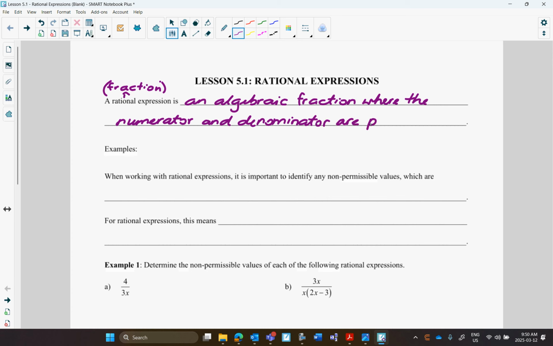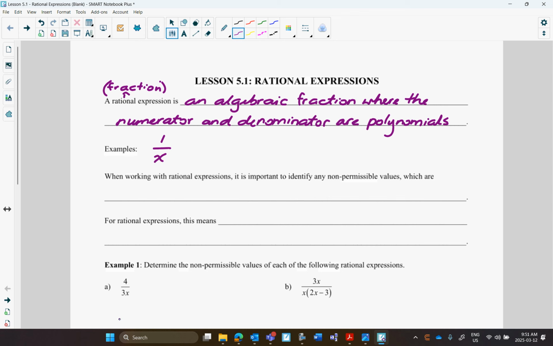We learned the word polynomials back in grade 9. A polynomial is simply an algebraic expression that contains one or more terms, but it has to meet certain conditions. If it's got exponents in it, they can't be negative exponents. They can't be fraction exponents. They've got to be whole number exponents. So all the algebraic fractions we're going to be looking at are polynomials in the numerator and denominator. For example, very simple one, 1 over x.